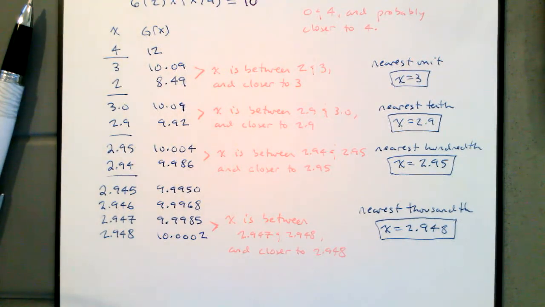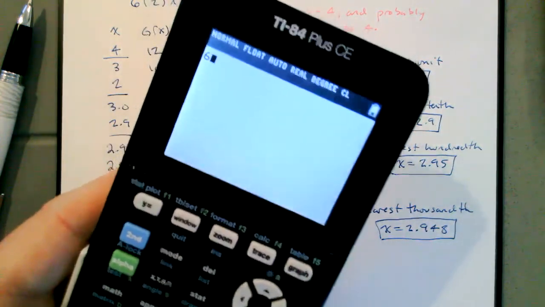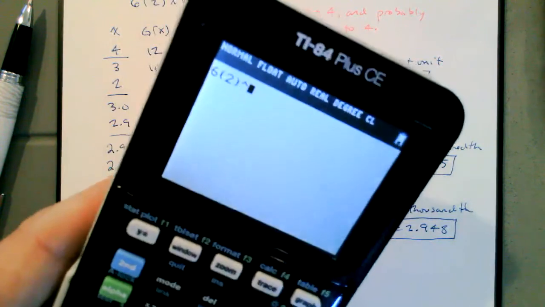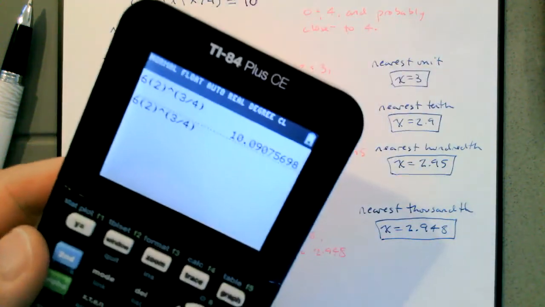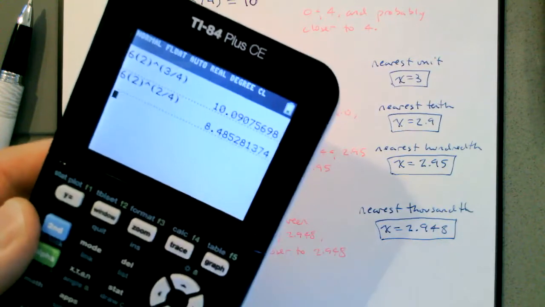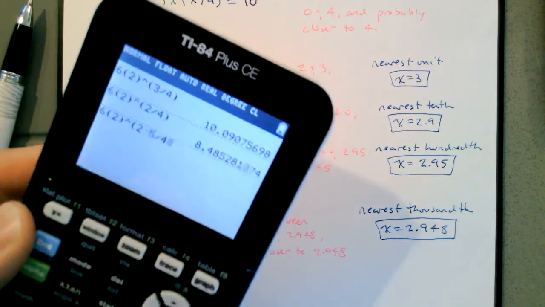Now, we could have come at this answer much quicker if I wasn't explaining everything as we go along. We would just know that it's between 0 and 4 and close to 4. So I would have had 6 times 2 to the 3 over 4. That's too much, and then 2 is going to be too little. So then I just go to 2.5 over 4.